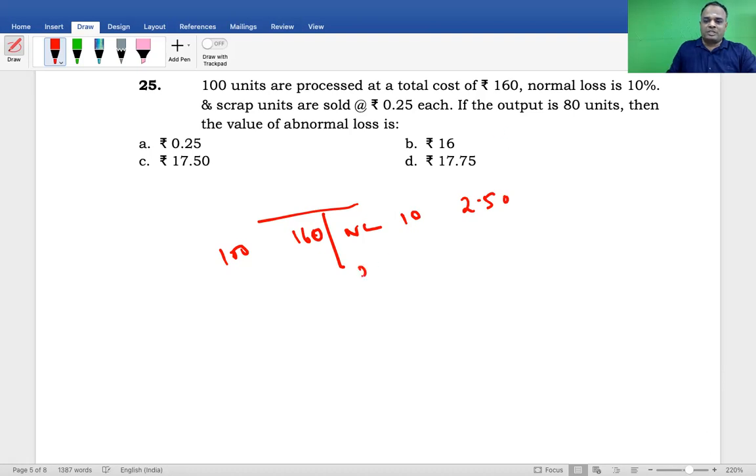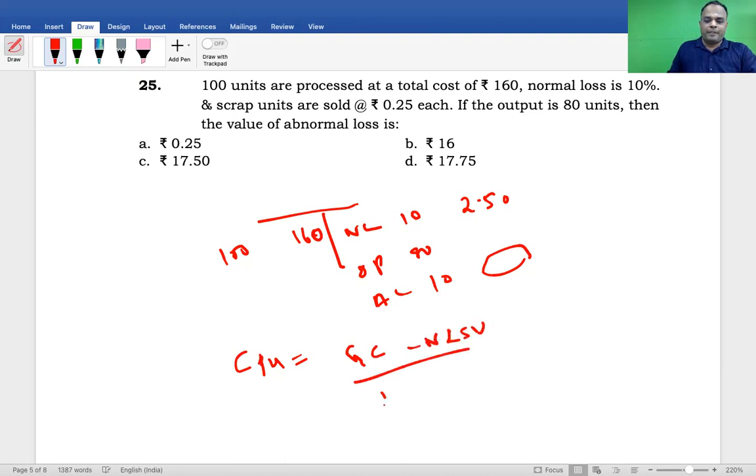Then output is how much? 80. Therefore abnormal loss is how much? 100 minus 10 minus 80 is equal to 10 is the abnormal loss, am I right or not? Quantity is 10. What is the value they are asking? With respect to value, the cost per unit formula you have to use, am I right? What is the formula for cost per unit? Gross cost minus normal loss salvage value divided by input quantity minus normal loss quantity. Clear? Input quantity minus normal loss quantity.